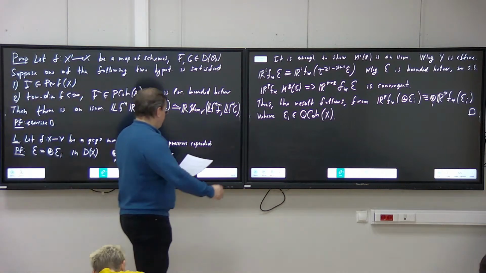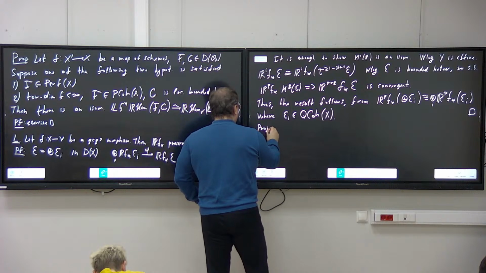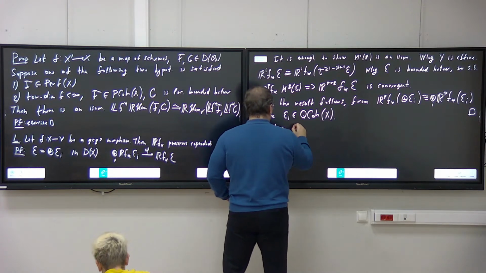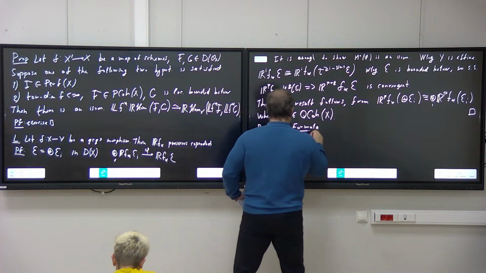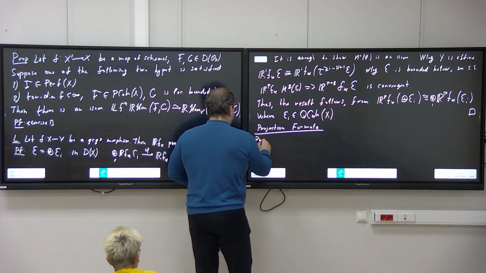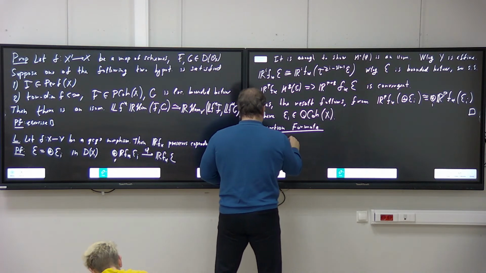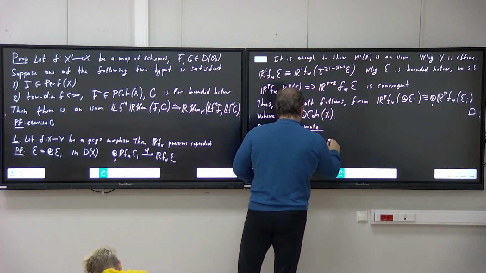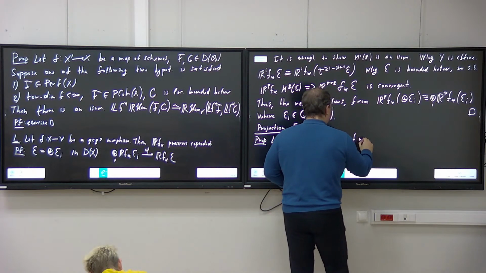So the next little topic is the so-called projection formula. You probably know the underived version of the projection formula, and I'm not going to prove this again, just rely on your knowledge of algebraic geometry, but I'm going to formulate the statement. So the underived version is the following proposition. Let f from X to Y be a map of ringed spaces.